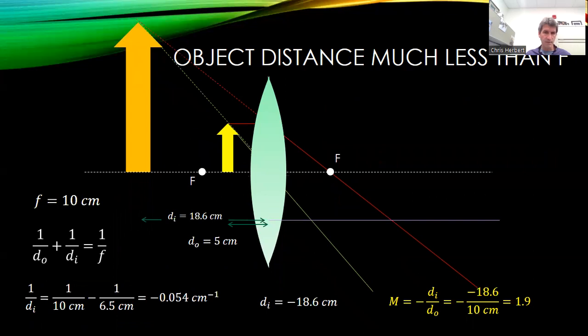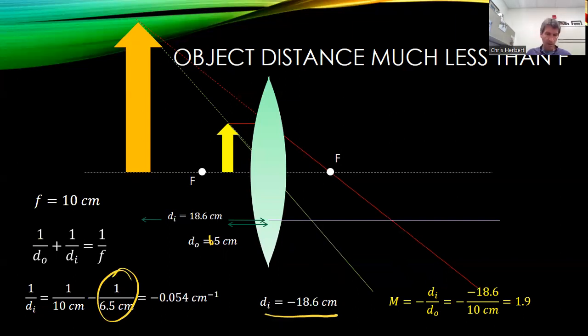Now let's say the object distance is 5 centimeters. Plugging this into this equation, unfortunately, I think I messed up here. A few problems with these slides. This should be 6.5 centimeters. I plug that in, and I can see that the image is negative 18.6 centimeters.